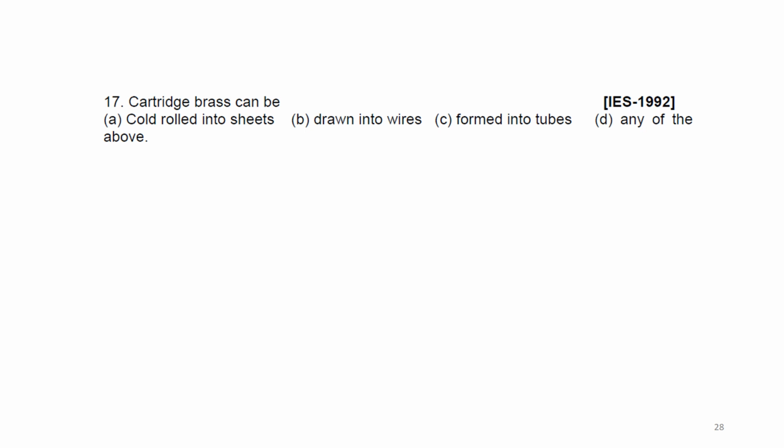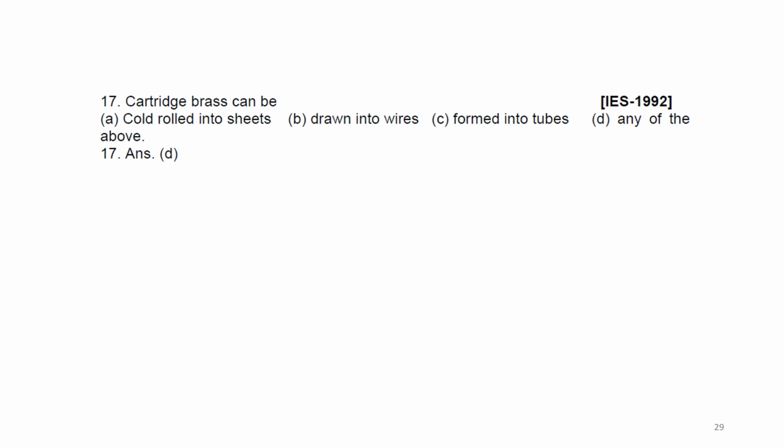I think this is the last question of material science. Cartridge brass can be cold rolled into sheet, drawn into wire, formed into tubes, or any of the above. Any of them can be true. This is also correct, this is also correct. Cold rolled into sheet, yes. Drawn into wires, yes. Formed into tube, yes. So the answer is D, all are correct.